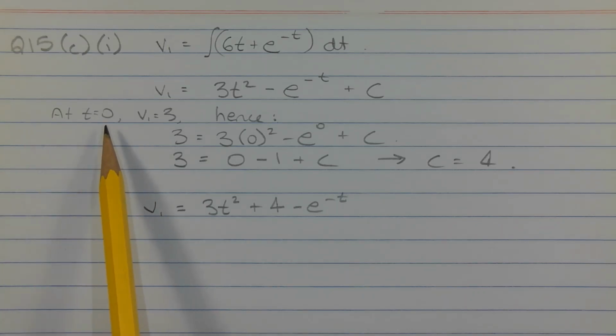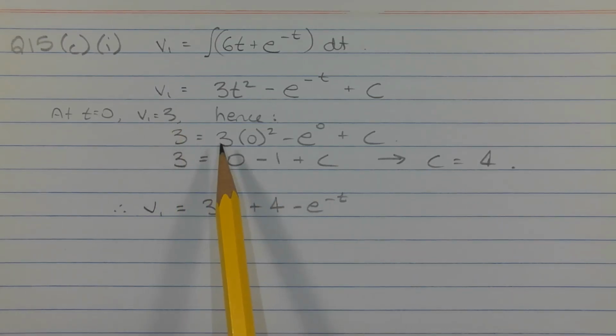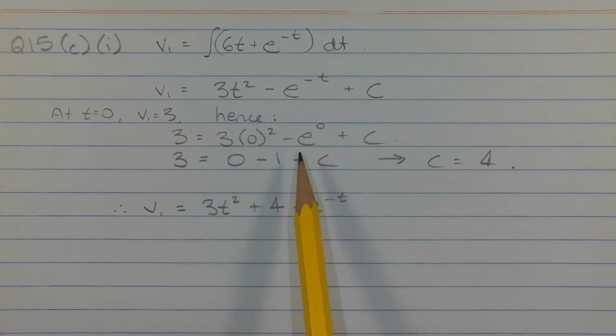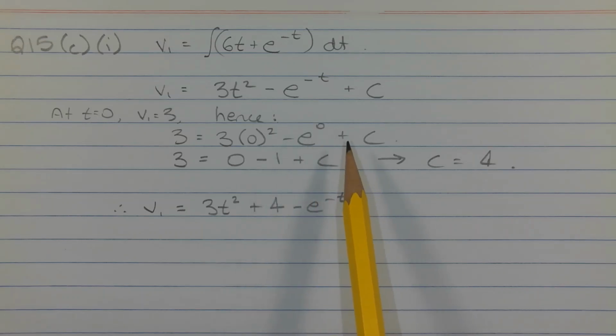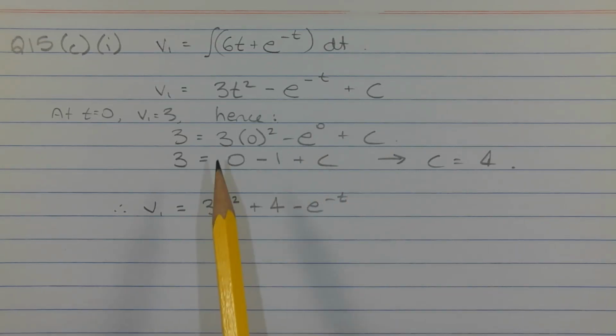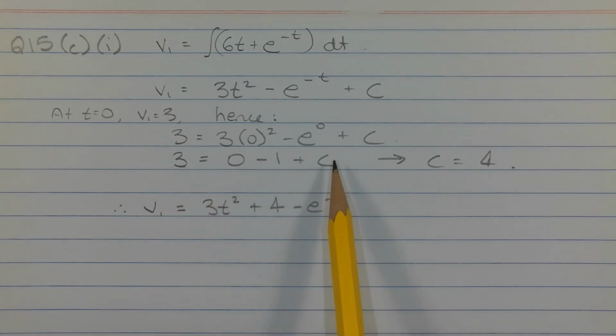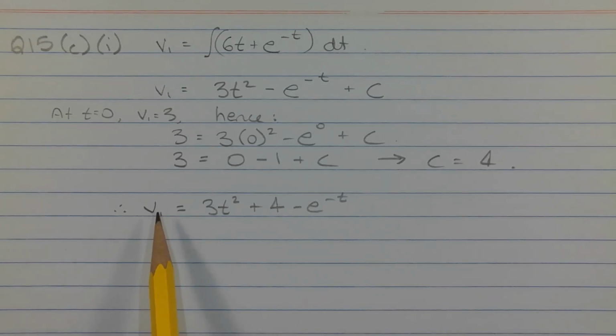Now at t equals 0, v1 is equal to 3. Hence, 3 equals 3 times 0 squared minus e to the power of 0 plus c. Now e to the power of 0 is 1 and 3 times 0 is 0. So 3 is equal to 0 minus 1 plus c. Making c the subject, we get c is equal to 4. Therefore, the velocity equation v1 is equal to 3t squared plus 4 minus e to the power of negative t as required.